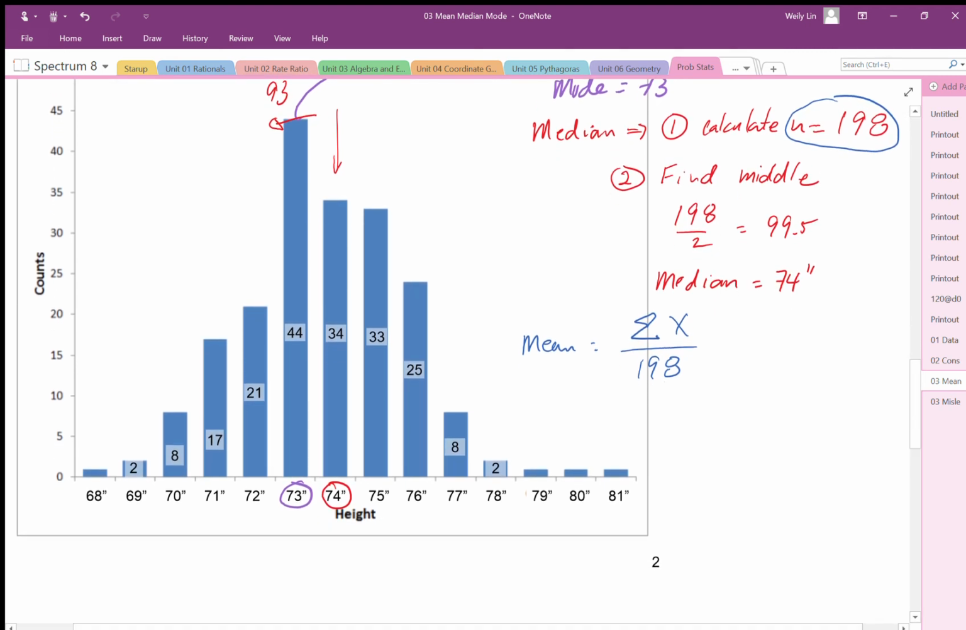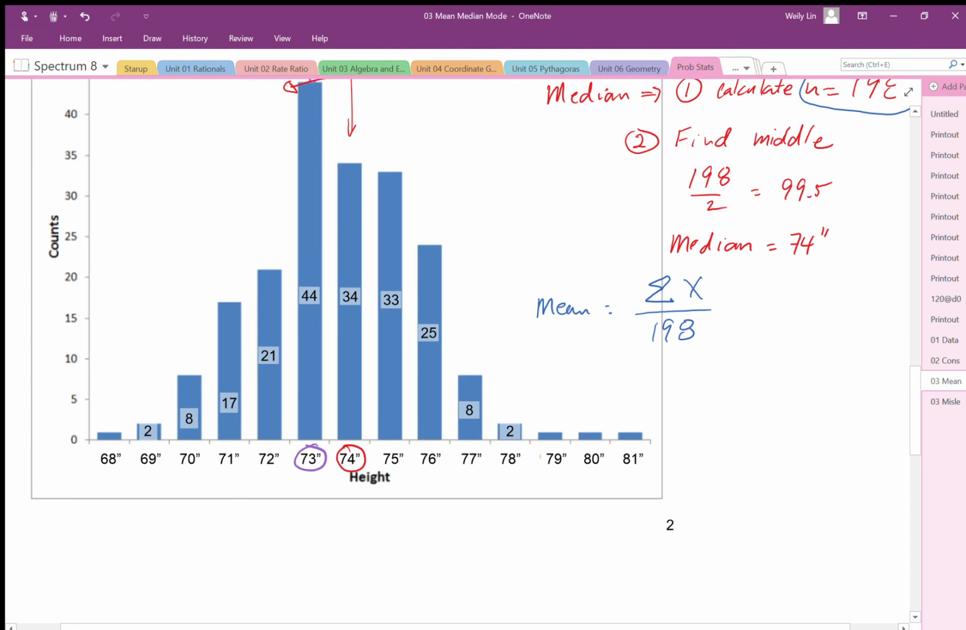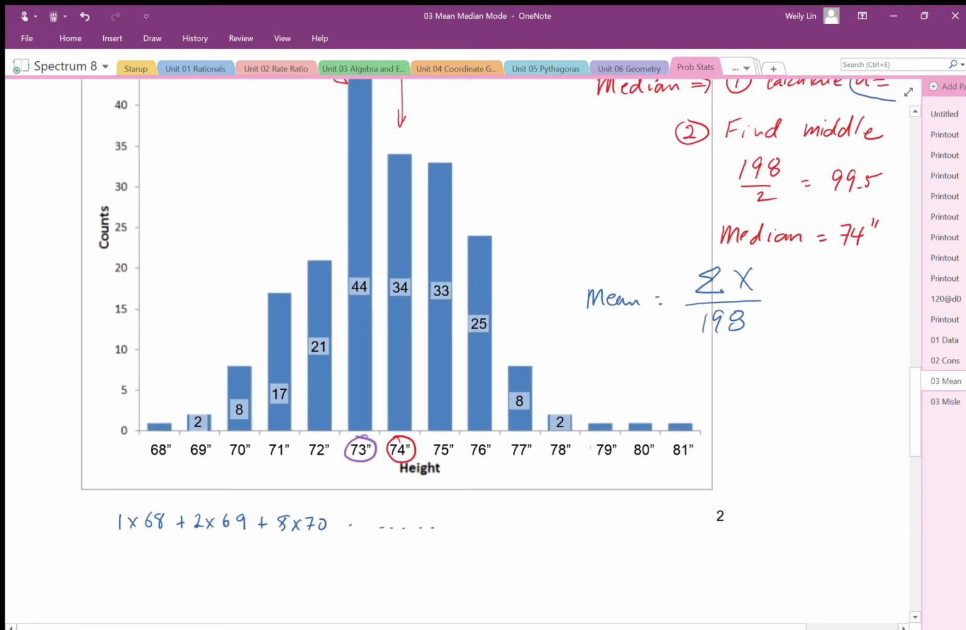So basically, I'm going to pause the video, but I want you to do this on your own. This is how you'll do it. I'm going to have one person at 68 inches plus 2 people at 69 inches plus 8 people at 70 inches, dot, dot, dot. And that's going to give me the total sum of x. Okay, and I still need to divide by 198 when I find that sum. So I want you to do this on your own, calculate this mean.